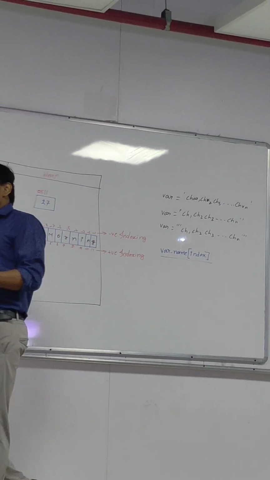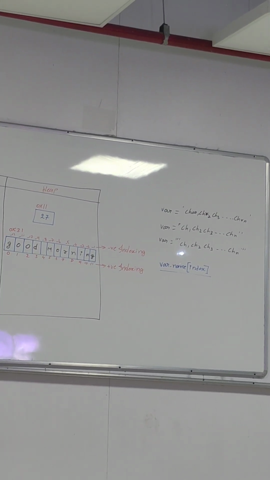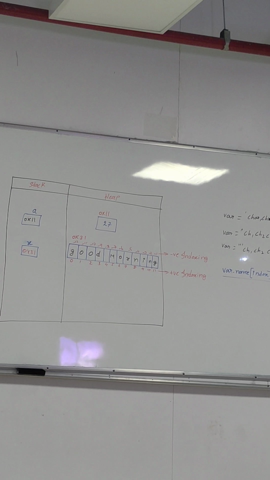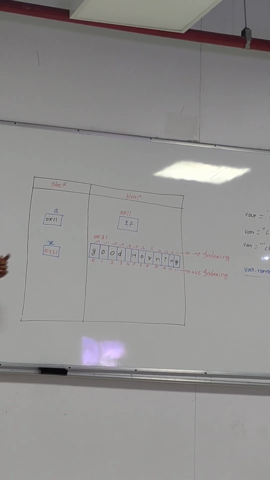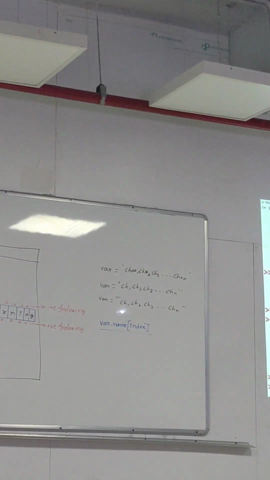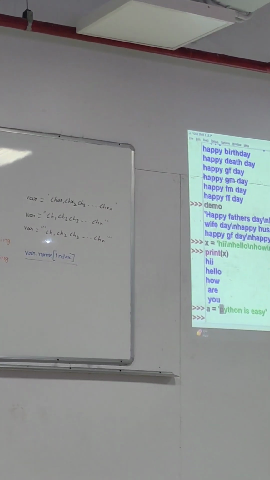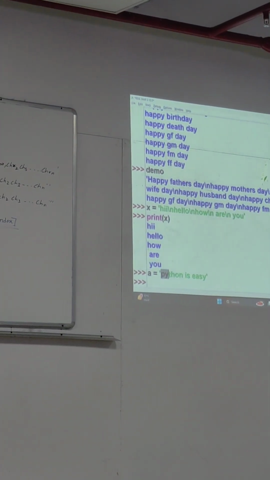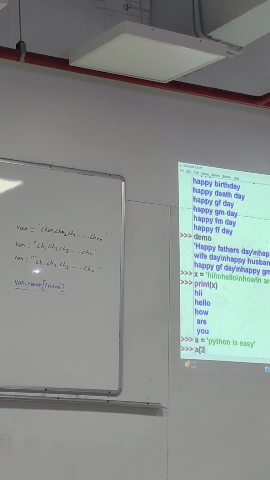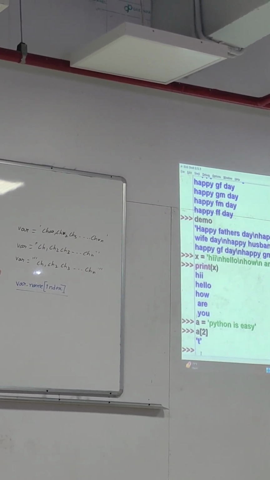For example, I just want to access the character T from Python. What is the index position of T? 2. Sorry, in Python the index position of P is 0, Y is 1, T is 2. So I just mention A within square bracket 2. So we are writing P.